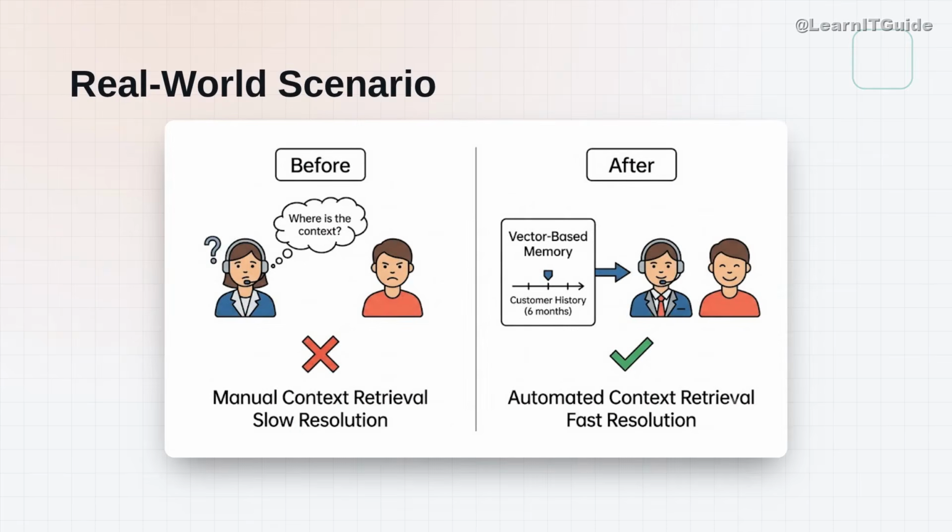Let me share a real-world scenario. An online support platform handling 1 million requests per month struggled because their agents had to keep asking customers for context. They implemented a vector-based memory system that retrieved the last 6 months of interaction history for every ticket. The result was a 40% reduction in resolution time. Customers stopped getting frustrated, and the AI was finally able to act as a helpful partner rather than just a basic chatbot.